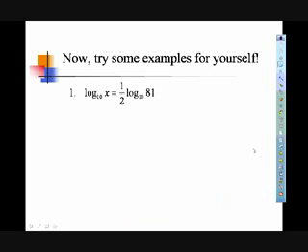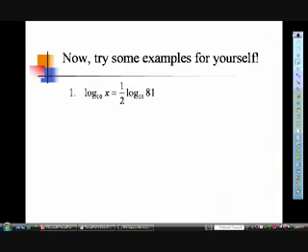Okay, here's one for you to try yourself. Log base 10 of x equals 1/2 log base 10 of 81. So give that one a try.